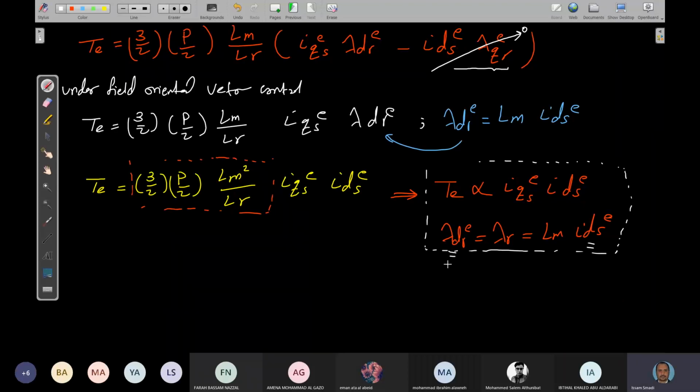Flux. IDS contributes to what? Torque? IDS, if I multiply it by a constant, I will get what? The flux. So simply this means that IDS is the flux component of the current, or the field component of the stator current.